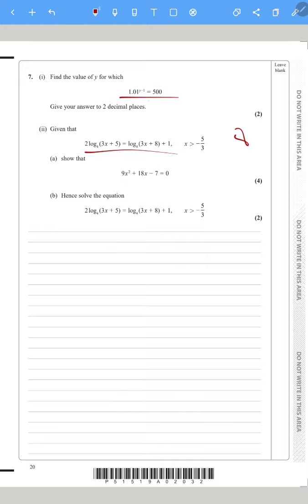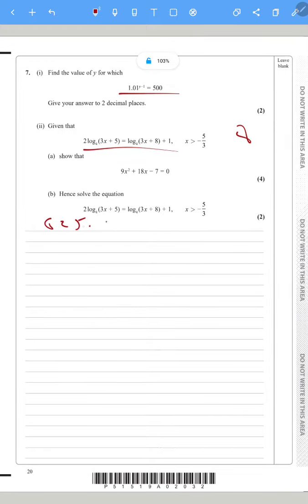Give your answer to 12 significant places from the value of y, so that is log 1.01 500 plus 1, that is 625.56. Given that that is out, show that that is out.